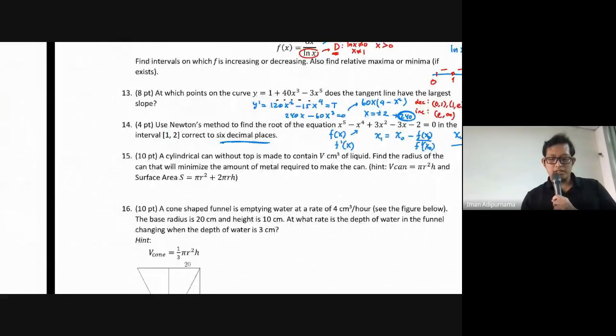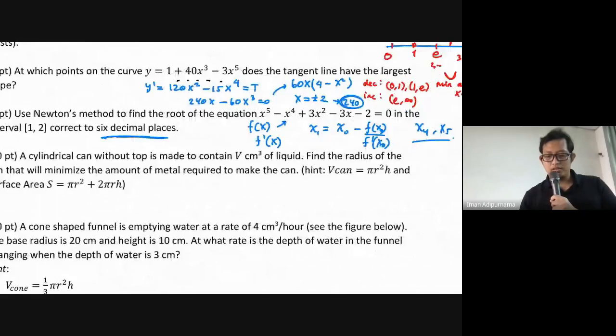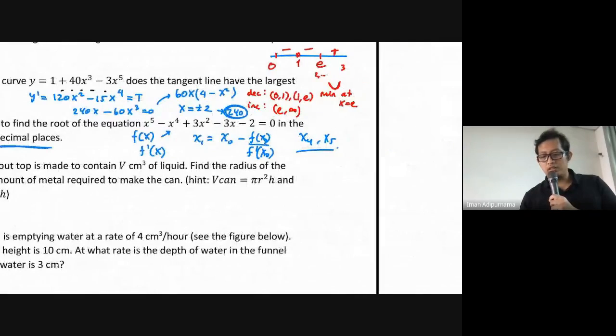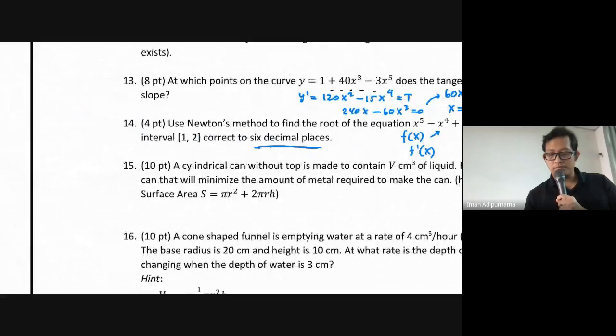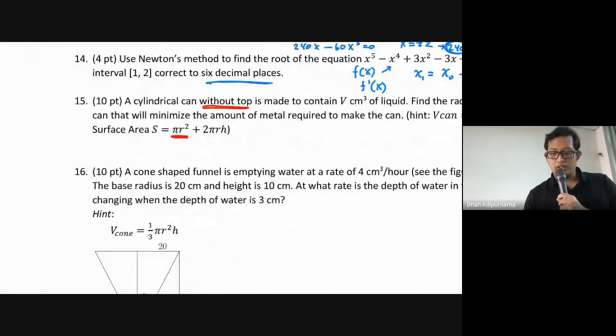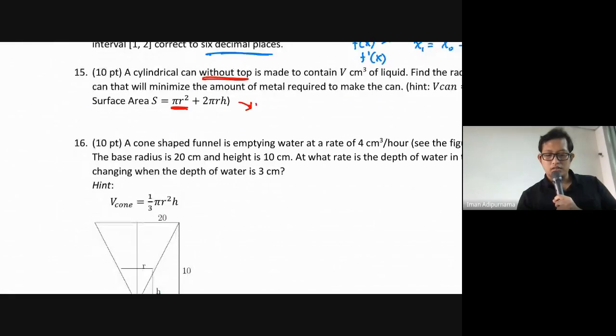Okay, number 15 and 16. I think 15 we already did similar, but this 15 is without top. So the surface area is only pi r squared. And you can maximize these functions. Minimize, find S prime is 0.